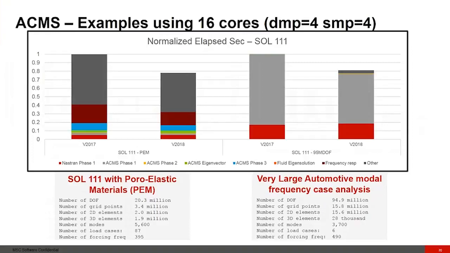On the left-hand side, we have an example of a pro-elastic material in a solution 111 model. This is about 20 million degrees of freedom with DMP4 and SMP4. Most of the performance gain for this model was coming from the previously mentioned MPYAD method. So you see that in the gray area in the performance gain for 2018.